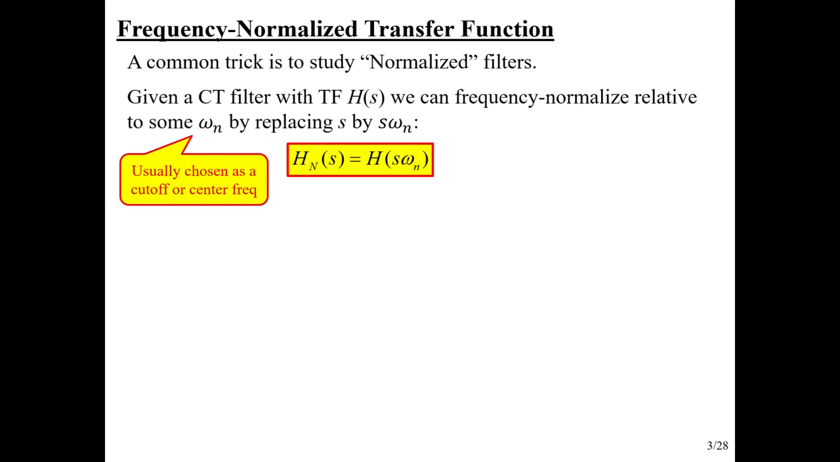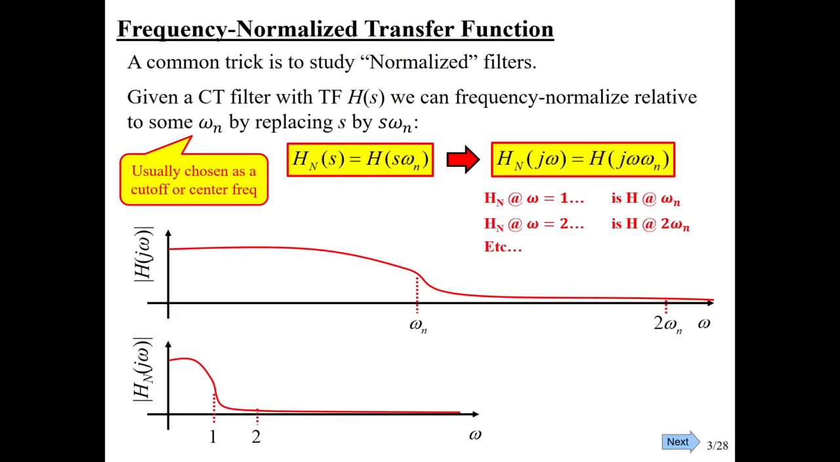So here's the idea. Suppose you have some H of S analog filter, that's its transfer function, and maybe there's some characteristic frequency, usually a cutoff frequency or a center frequency or something like that. If we take this H of S, and everywhere there's an S, we replace it by S times omega n. So that's what I'm showing here. And we rename that with a subscript capital N, to stand for normalized. Here's what ends up happening.